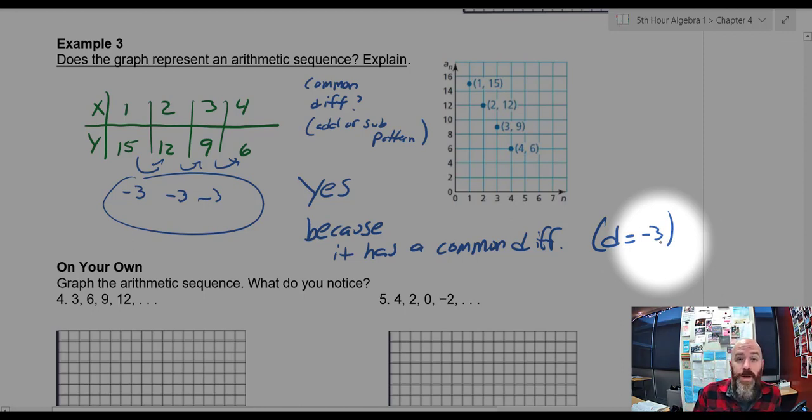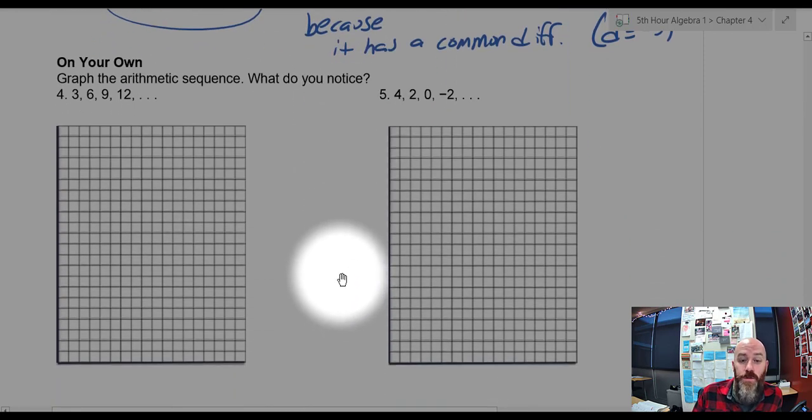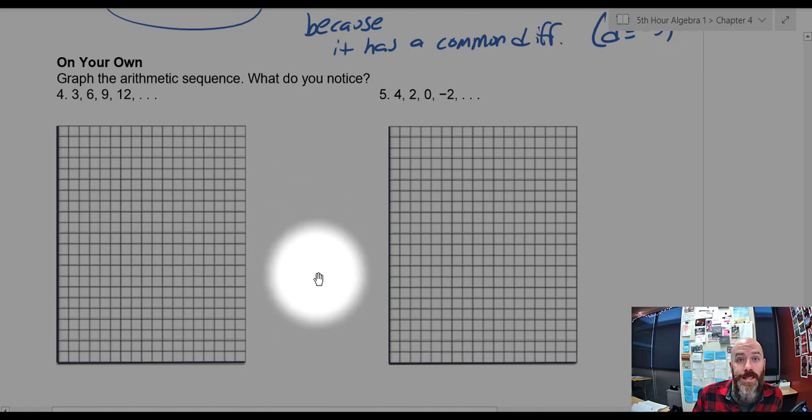All right, so those are the only 3 examples we have in our notes. Go ahead and do these next 3 on your own, and then I will tell you those answers, and then you are done with this lesson.